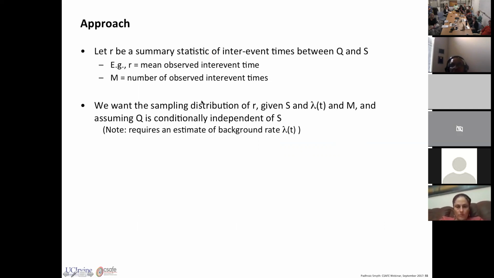And what we'd like to get is, assuming that they're independent under the null hypothesis, what's the sampling distribution of R? Conditioned on S, we're going to take S as fixed. We've observed the first event stream. We're also going to assume we know the background rate, and we're going to fix the number of observations we have. So even if they're independent, there should be some sampling variability that we're going to see in the mean inter-event time. And what is that under the model where S and Q only depend on lambda, and we have M events for Q?